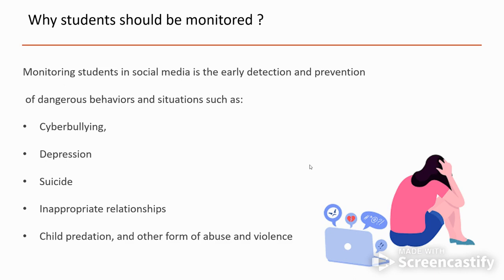And by monitoring the student, any inappropriate relationships of students on social media can be detected very early. And in some dangerous cases like child predation or other types of abuse or violence, they could be prevented.